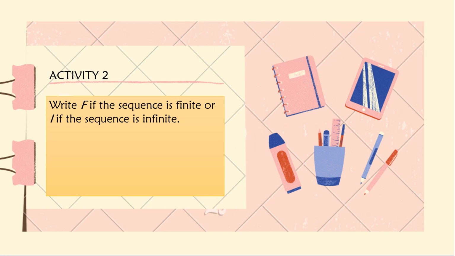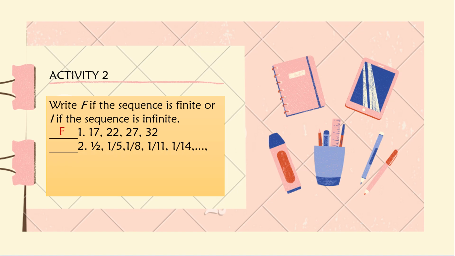So let's have our activity number 2. You're going to write F if the sequence is finite, or I if the sequence is infinite. Let's see kung naiintindihan nyo yung finite and infinite. Number 1: 17, 22, 27, 32. Is it F or I? Okay, very good. F. Hanggang dun lang yung sequence. That is an example of finite.